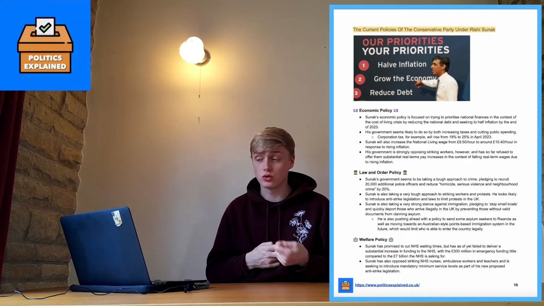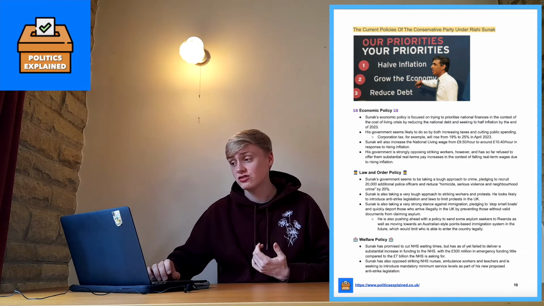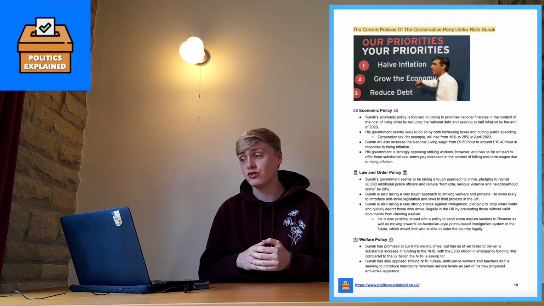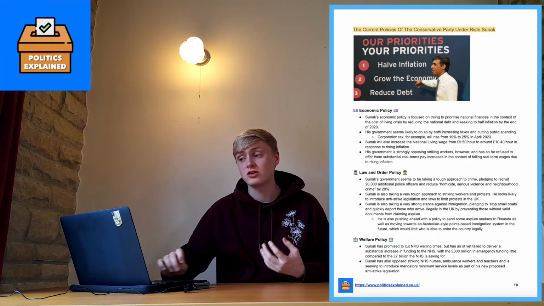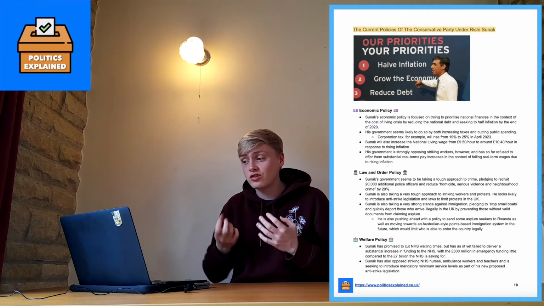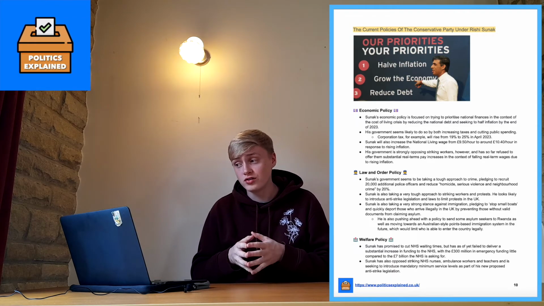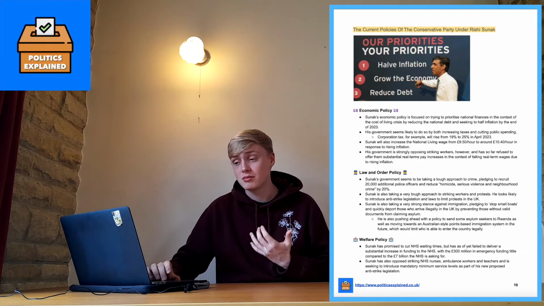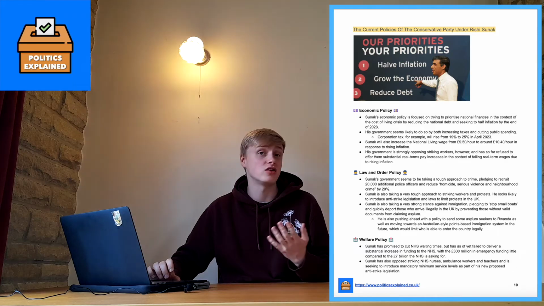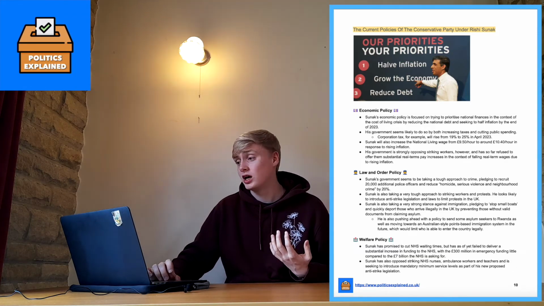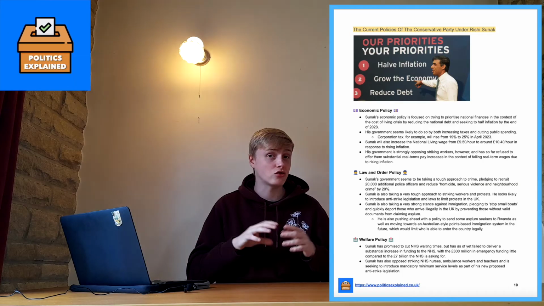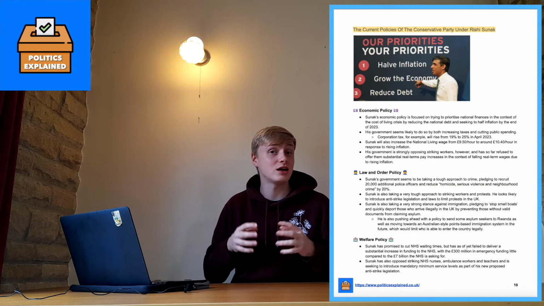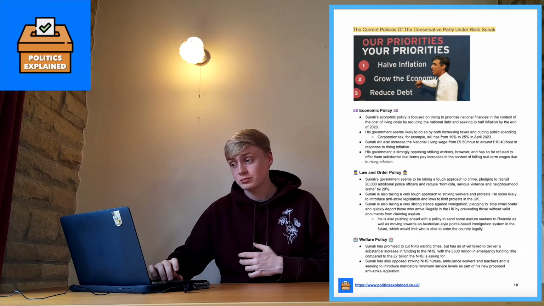So that brings us on to law and order policy, and Sunak's government seems to be taking a tough approach to crime, pledging to recruit 20,000 additional police officers and reduce homicide, serious violence and neighbourhood crime by 20%. Sunak is also taking a very tough approach to striking workers and protests. As I said, he looks likely to introduce anti-strike legislation and laws to limit protests in the UK, which can be seen as a very tough approach to law and order, and one that in many ways does threaten rights. So you can go to the Rights in Context video on the Politics Explained YouTube channel to see a bit more on that.